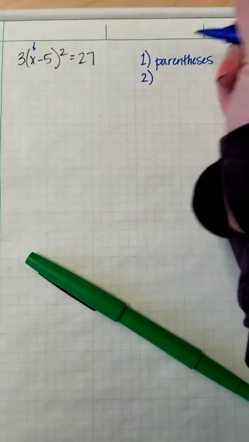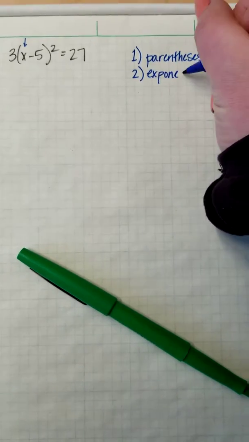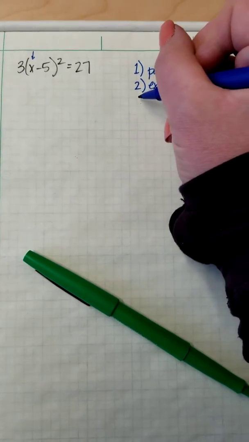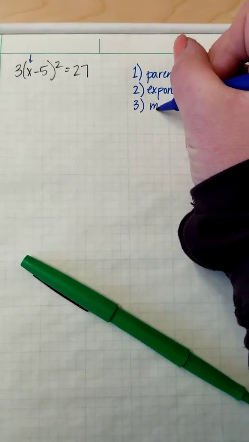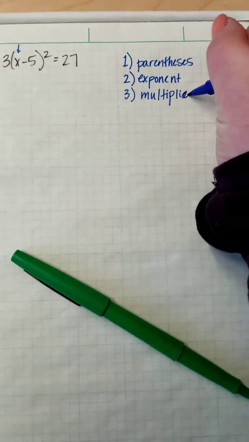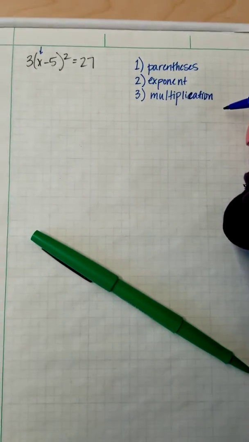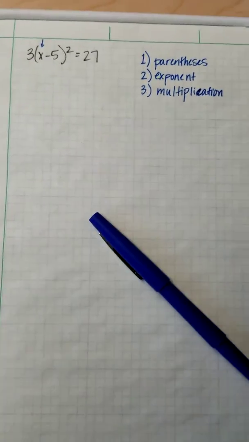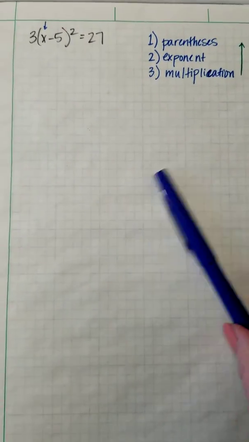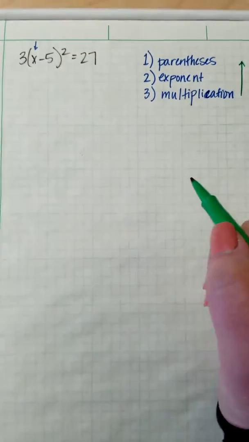The second operation I would complete is the exponent. I would raise that quantity of (x - 5) to the second power. And then I would use the multiplication that I see by 3. So when solving, I am actually going to do these same operations, but in the reverse order, and basically eliminate everything else that's happening around this x value.